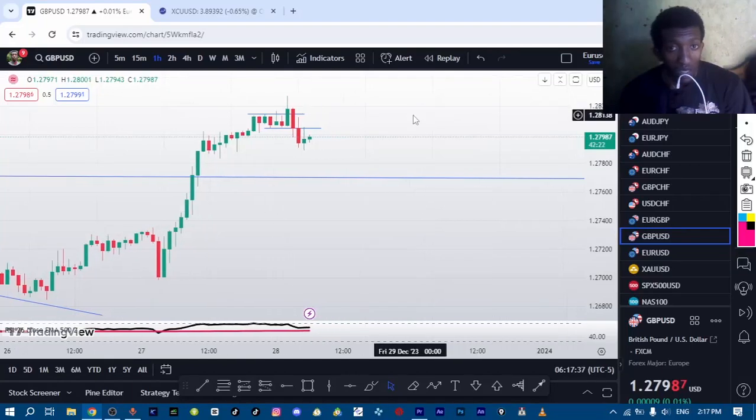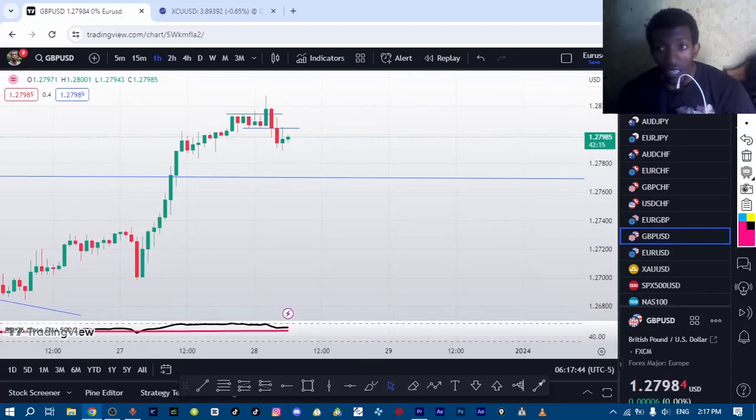Why? Because the third model is in play. The third model, what is it? It is a one-way fake out. This is what's happening here. So what is happening? Boom, a one-way fake out, or single fake out.